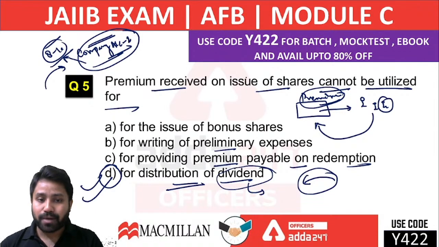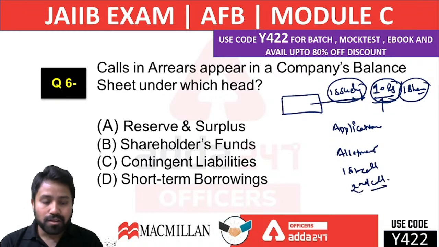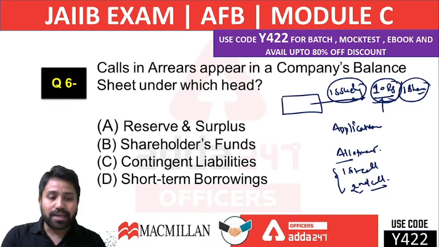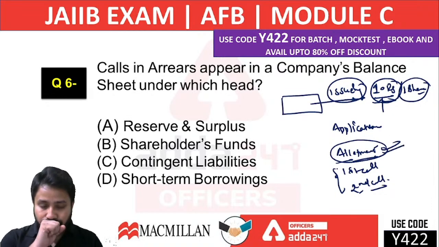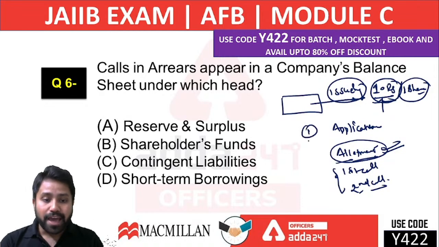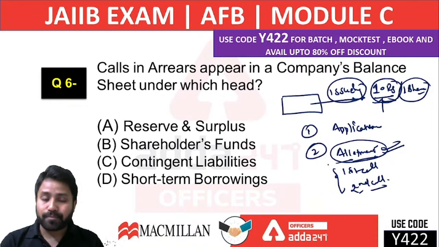The third is first call, the fourth is second call. After allotment, every installment is known as a call. After becoming a shareholder, at the allotment stage, some applications are accepted and some applications are rejected. The persons whose applications are accepted are known as the shareholders of the company.